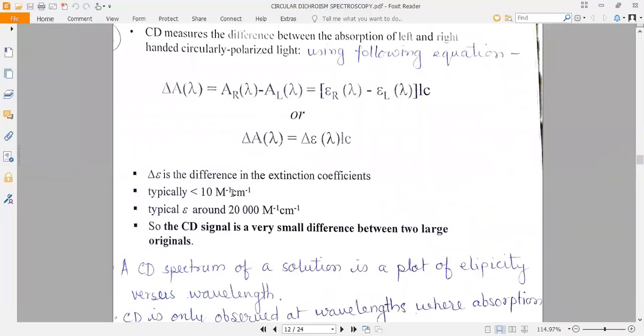The values which are obtained are given here. This is typically less than 10 millimolar per centimeter. A typical epsilon may be some value in molar per centimeter. So the CD signal is a very small difference between two large originals.